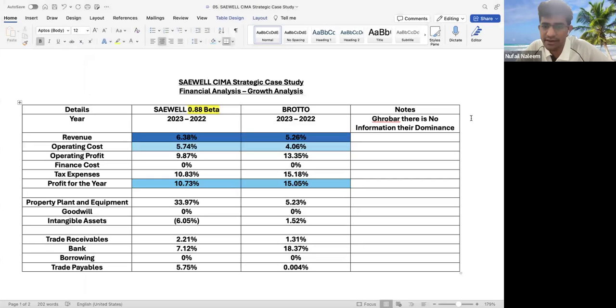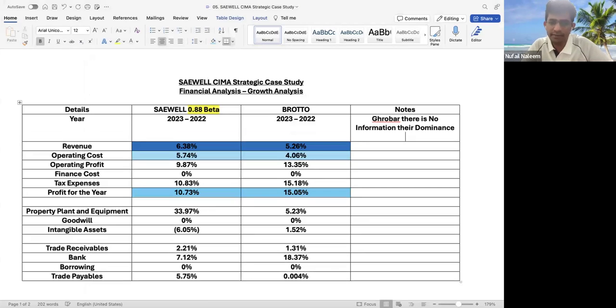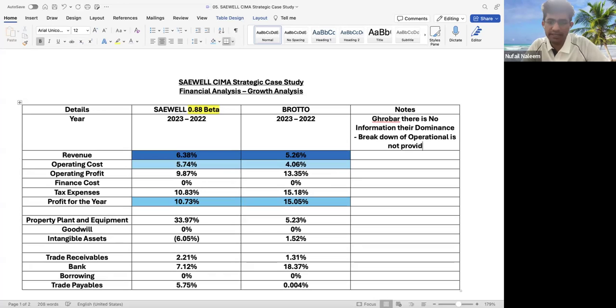So can I just write down one more note here? Breakdown of operational cost is not provided. Now, it's again a bigger challenge for an analyst to understand why they have not provided those things. So that is also one factor that you have to keep in mind.